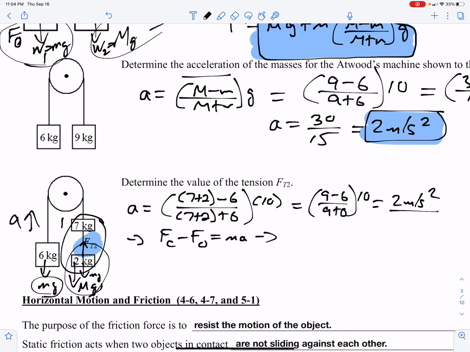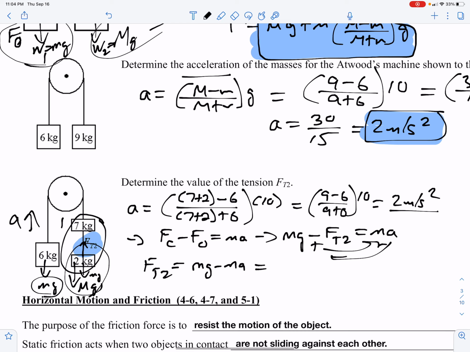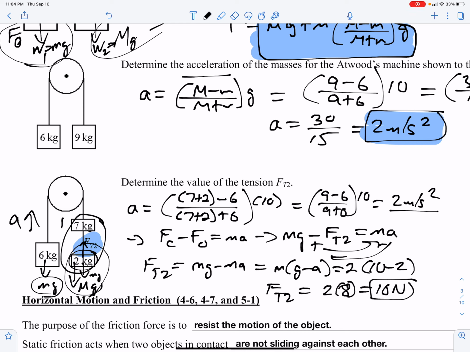So the causing force would be the mg of the 2 kilogram mass going down minus Ft2 equals ma. Add this to the right, subtract that to the left, and Ft2 is equal to mg minus ma, which is m times the quantity of g minus a, or 2 kilogram mass times 10 minus 2 again. And 2 times 8 would be 16 newtons. So the other tension was 72 newtons, but oops, we weren't asked to find that. We're looking for the tension in between the blocks, which would be 16 newtons.